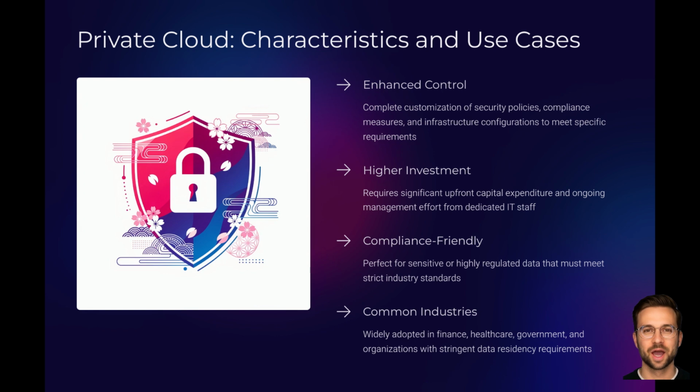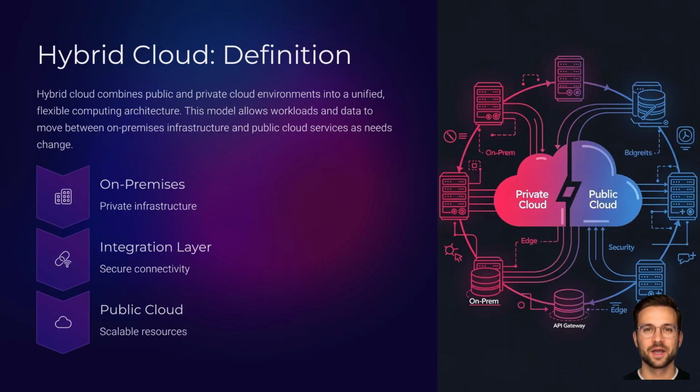Now let's move to the hybrid cloud model. A hybrid cloud combines elements of both public and private clouds. In a hybrid model, some workloads run in the public cloud, while others run in a private cloud or on-premises data center. Data and applications can move between these environments when needed. The idea is to get the best of both worlds: the control and compliance of a private environment, and the flexibility and scalability of the public cloud.